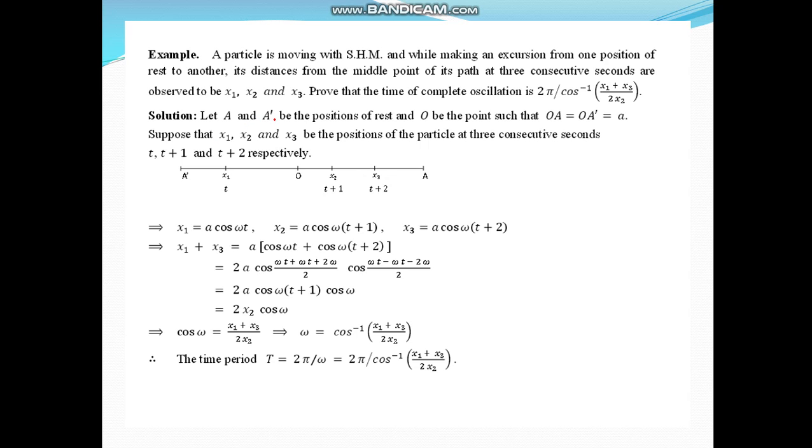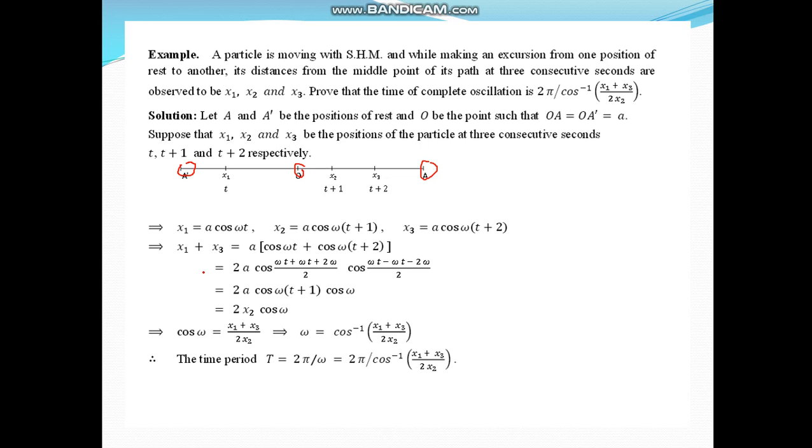So let A and A dash be the positions of rest. Here it is A, this point is A dash, they are the positions of rest, and O is the point such that OA and OA dash are equal to a. Suppose that x1, x2, x3 are the positions of the particle at 3 consecutive seconds, t, t plus 1 and t plus 2 respectively. So by the previous result, we can write x1 equal to a cos omega t, x2 equal to a cos omega t plus 1, x3 equal to a cos omega t plus 2.